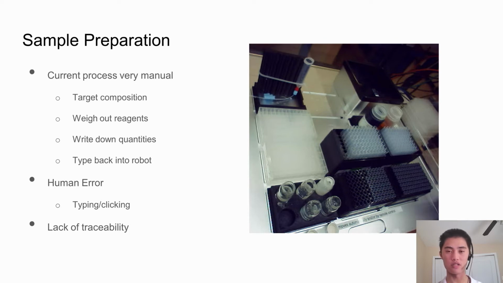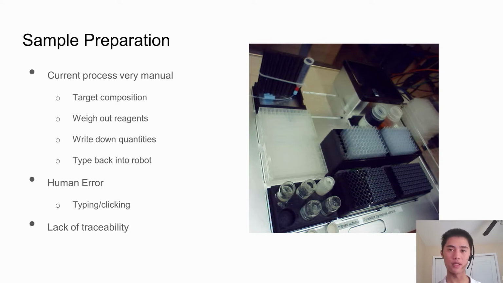This process has lots of potential issues. The manual nature of human input means that this process is very slow. When the quantities are typed back into the computer for the robot, there is a chance for typos, which would cause the robot to have the wrong details about a solution, which could also impact other samples created by the robot using said solution. There is also a lack of traceability in the process.